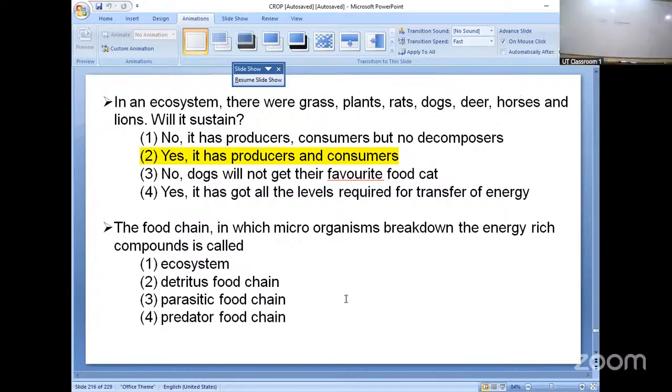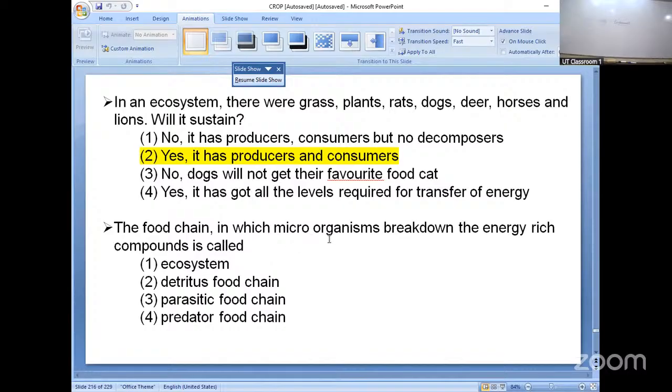Consumers are there, no? Ma'am, even the food chain, they have got levels required for the transfer of energy. Yes, ma'am, it has seven, it has got all the levels required. Yes, it is also correct. But this is more nearby because producers and consumers are mainly needed first. Then only the energy will be transferred, no? Yes, ma'am.